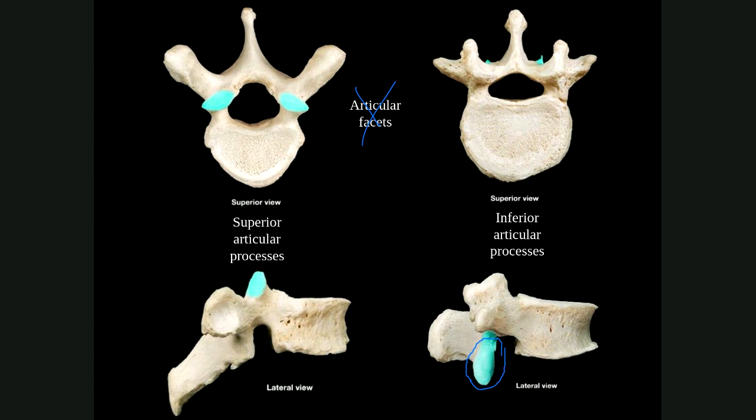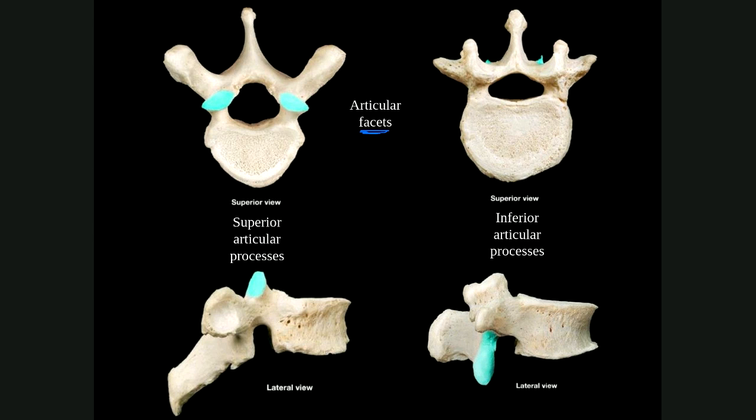Okay, so the facet is going to be the surfaces of the bones, however many bones are articulating with one another. In this case, it's going to be two. It's going to be the surfaces of the bones that are connecting to one another. So you'll find facets on a process. Facets are flat and they're smooth.